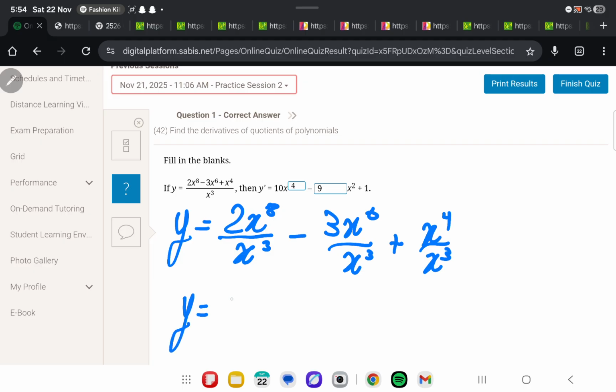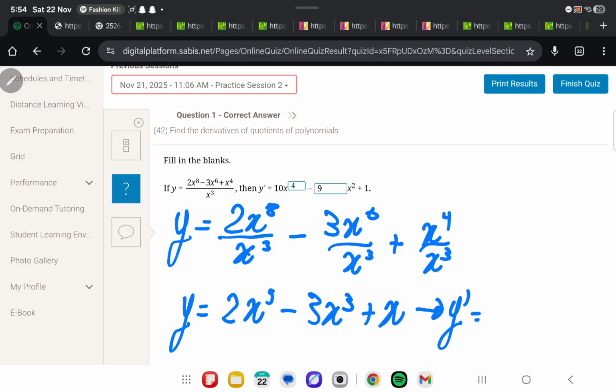So 2 over 1 will stay as 2. x to the power of 8 divided by x to the power of 3 will give you x to the power of 5, minus 3x cubed, plus x. Right? Now you can derive this. So deriving will give you, this is a 5, so 10x to the power of 4.